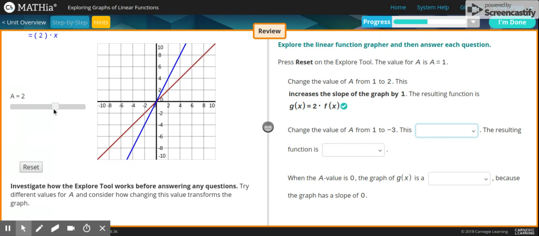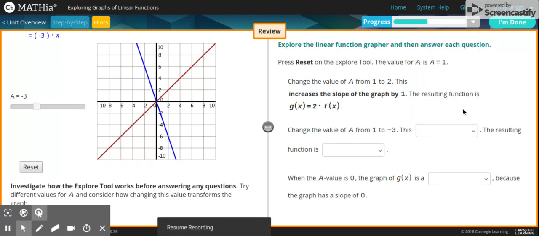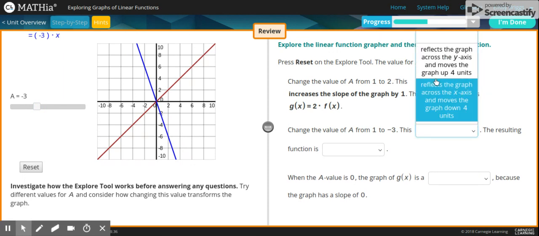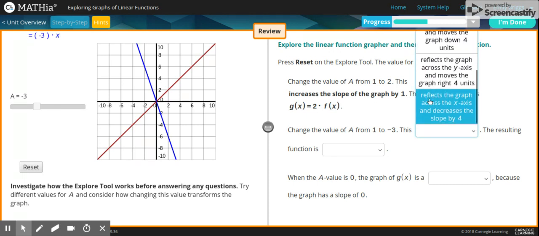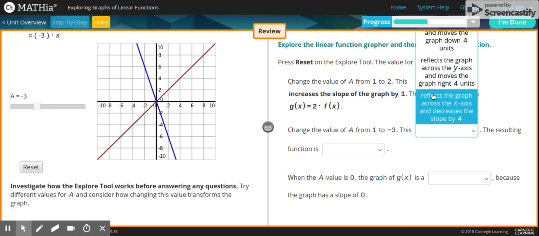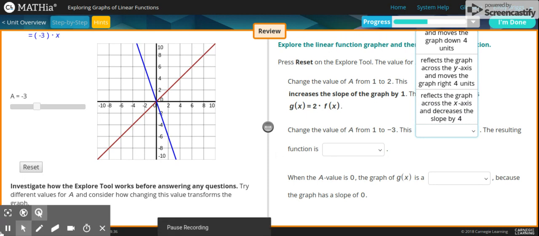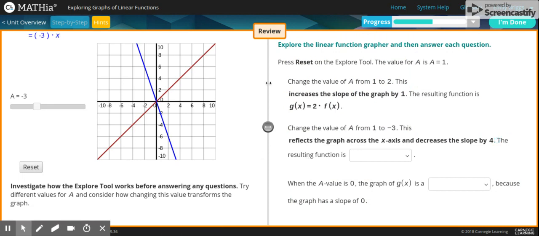So reset, and change the value from 1 to -3. This will either reflect the graph across the y-axis and move the graph up 4 units, reflect the graph across the x-axis and move the graph down 4 units, reflect the graph across the y-axis and move the graph right 4 units, or reflect the graph across the x-axis and increase the slope by 4. The correct answer is reflects the graph across the x-axis and decreases the slope by 4.